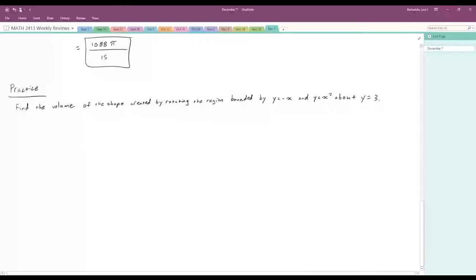Find the volume of the shape created by rotating the region bounded by y equals negative x and y equals x squared about the line y equals 3. I will give you guys a few minutes to work that one out. Good luck.